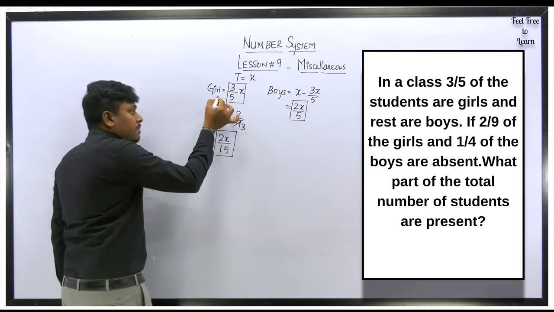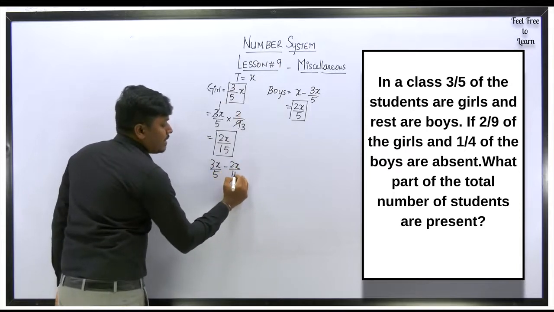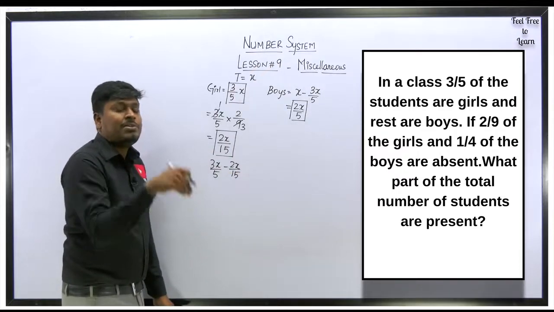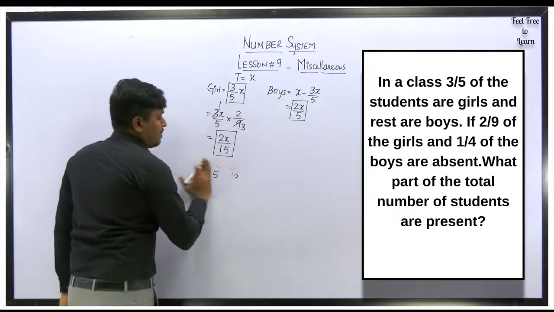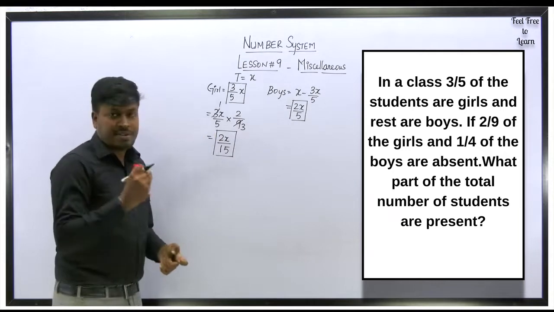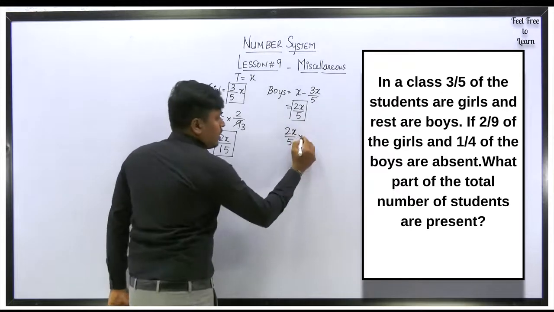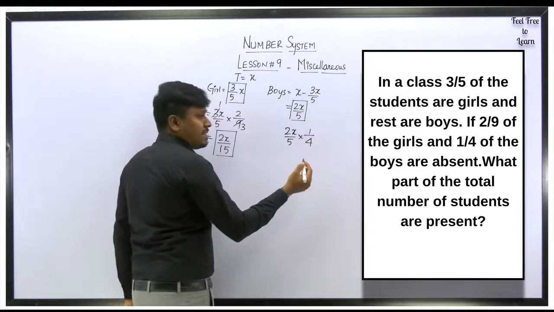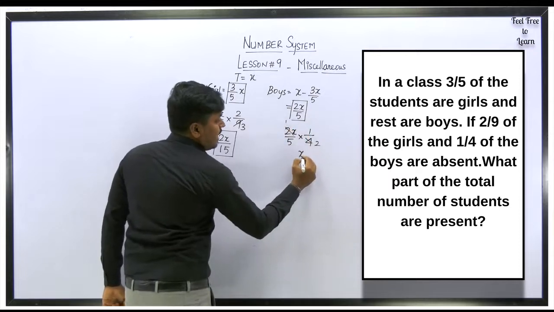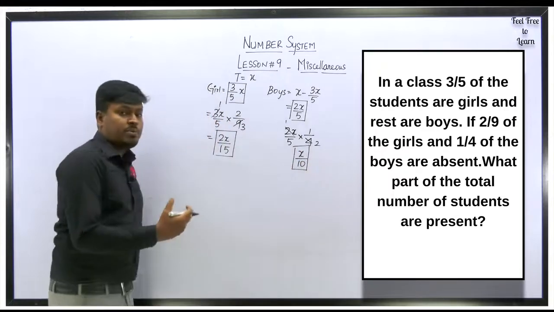So from the total number of girls, that is 3x/5, 2x/15 of the girls were absent. If you subtract it, the resultant will be the total number of girls who are present. Got it? So similarly, according to the question, 1/4th of the boys were absent. We know that 2x/5 is the total number of boys. Out of these boys, 1/4th were absent. So 1 twos are 2, and finally we can say x divided by 10. So x/10 will be the total number of boys who are absent.